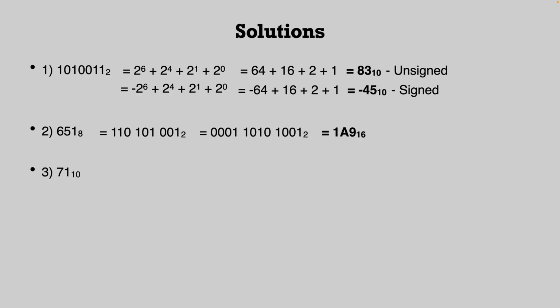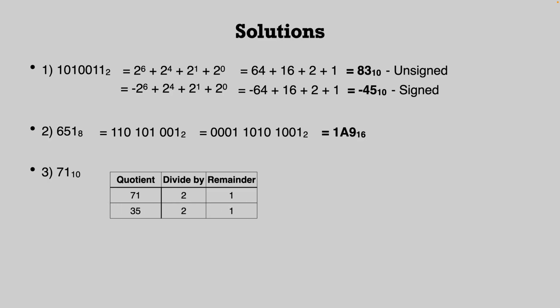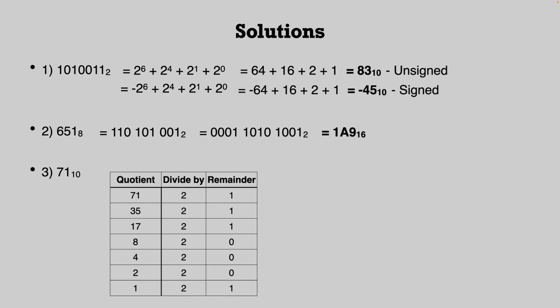And then lastly, converting 71 decimal to binary. We're going to do this table again. Take 71 divided by 2. That's going to have a remainder of 1. And then 35 divided by 2 again, remainder of 1 again. 17, again remainder of 1. And we have 8, no, 0 remainder. 4, 0, 2, 0, and then 1, and the remainder is 1, and that's going to mean our quotient is 0, so we're done.